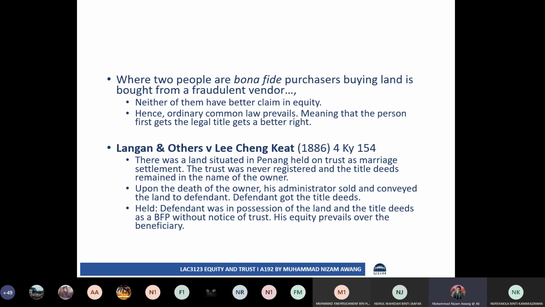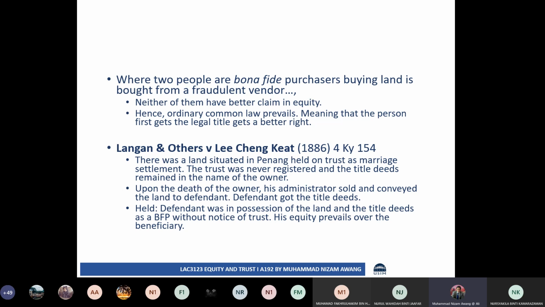What about if we have both as bona fide purchasers? A and B are both bona fide purchasers. They are buying the land from a fraudulent vendor. So in equity, neither A nor B could have a better right. Both are equal. So if any one of them gets the title registered first, then they will have a better right over the other. So the same principle applies here.